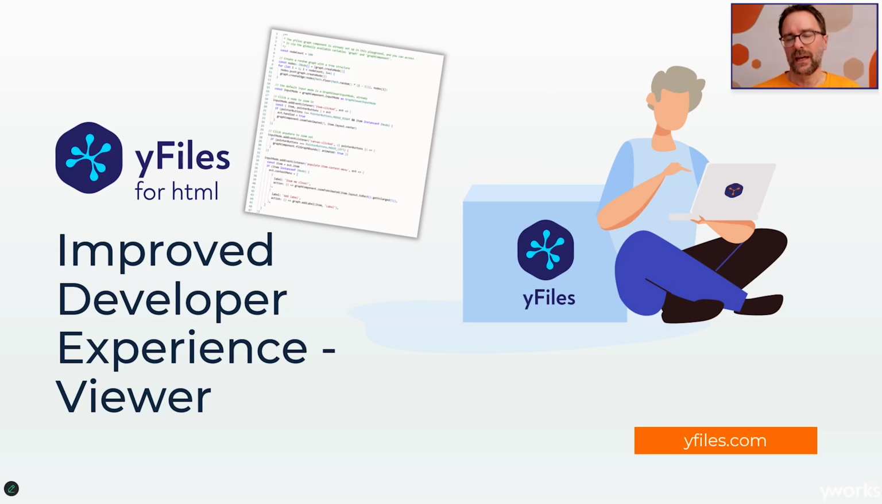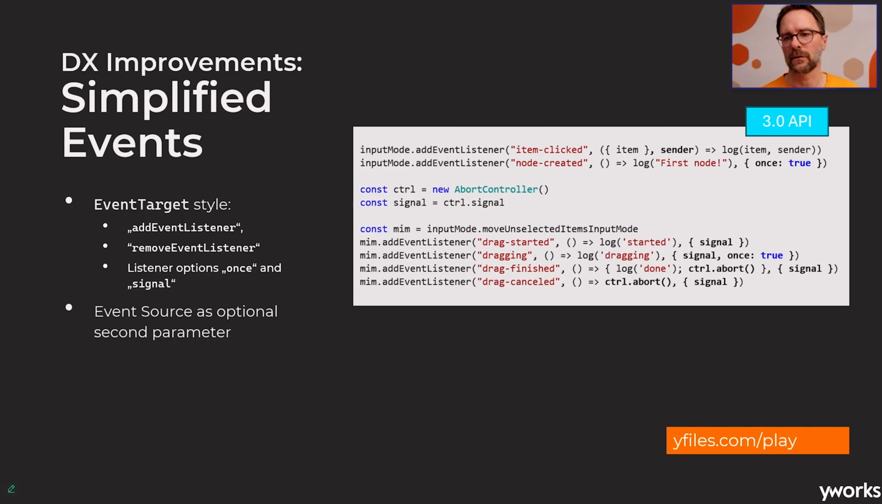So now let's take a look at some APIs and look how they changed, how things have gotten easier for developers and how developer experience improved. Let's start by first looking at the parts in the viewer.